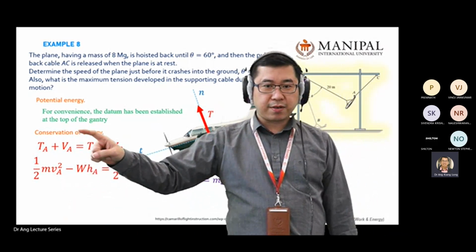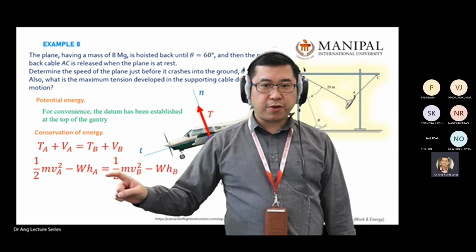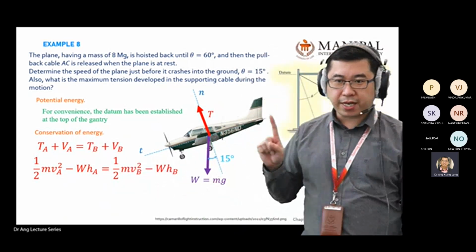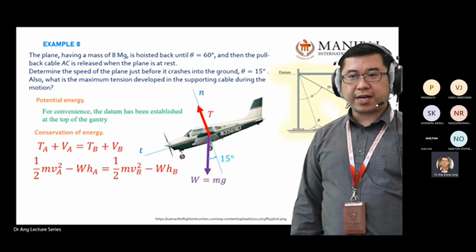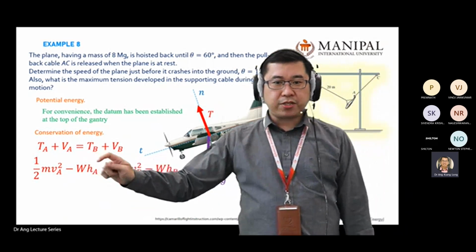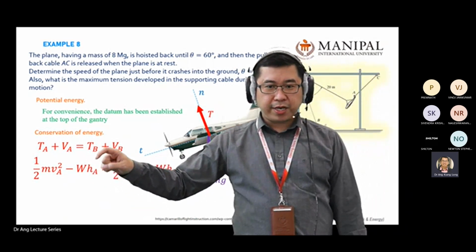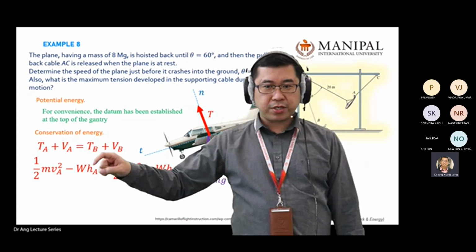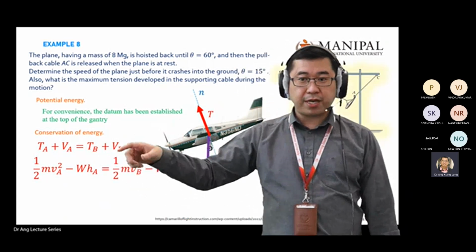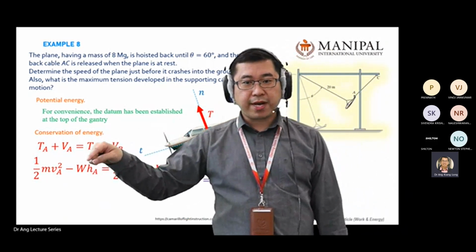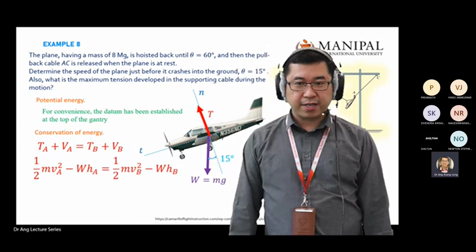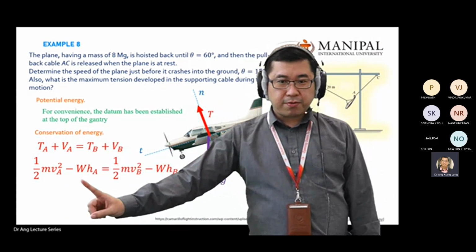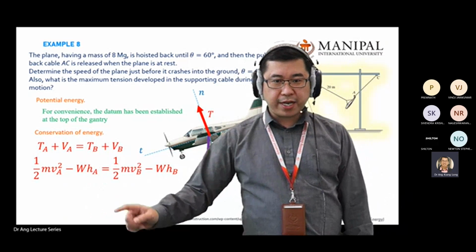What is the potential energy at position A here? What is potential energy? mgh, or W times h. In your physics class, you're more familiar with mgh. You can straight away write mgh, I will still give you credit. W, weight times the height of A.